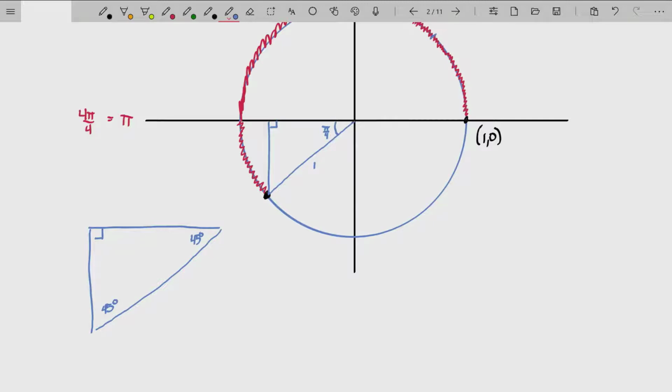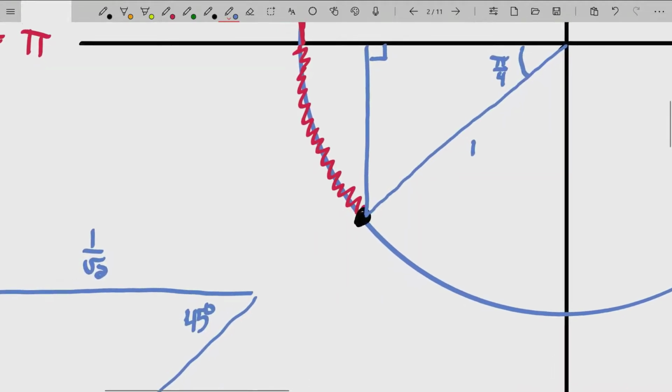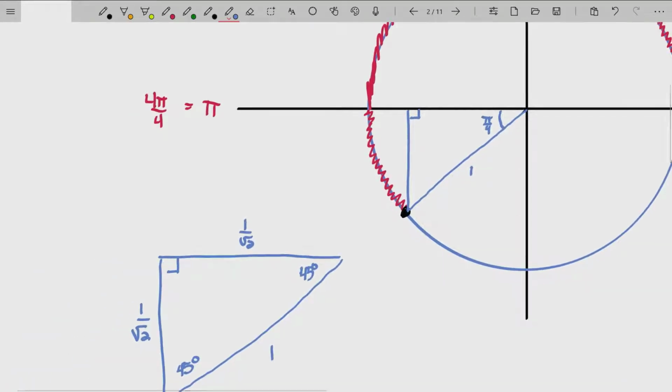And we know from our special triangles from our last video, I guess you would call it, if this is of length 1, this would be of length 1 over root 2, and this would be of length 1 over root 2. And now you can label that point right there. And that point, because you have to label it to do all the trig functions, because it's in quadrant 3, the x value and the y value are both negative, so it's a negative 1 over root 2 and another negative 1 over root 2.